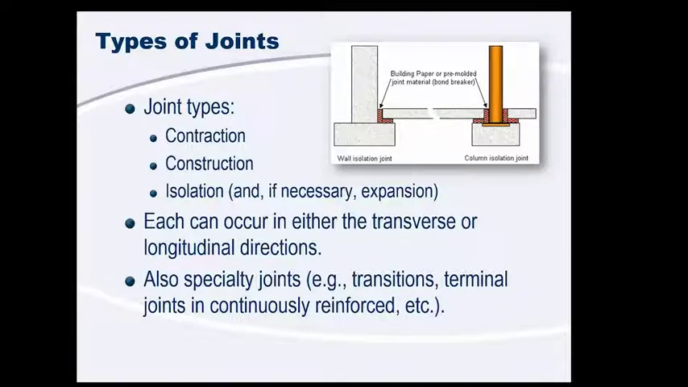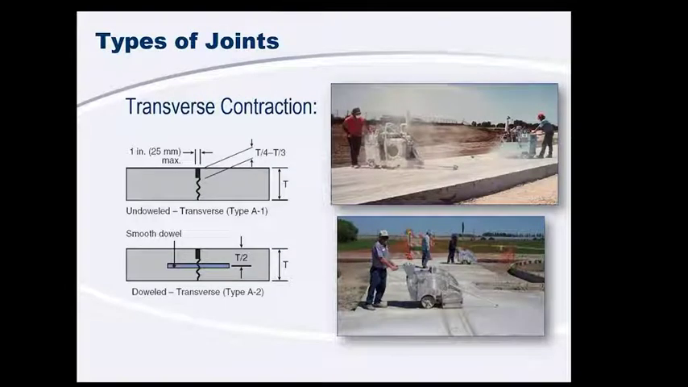There are also some specialty joints, and these are mainly for transitions or terminal joints in our pavements, and we'll cover those briefly as well. So our most popular type of joint is our contraction joint. These are our typical sawed joints. And when these occur in the transverse direction, these are the joints that we saw as we were going along and paving our pavement.